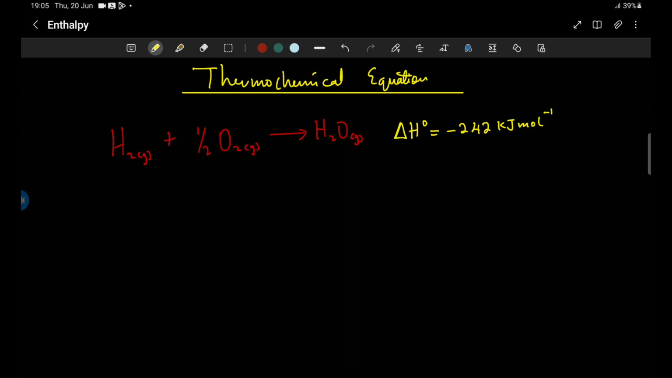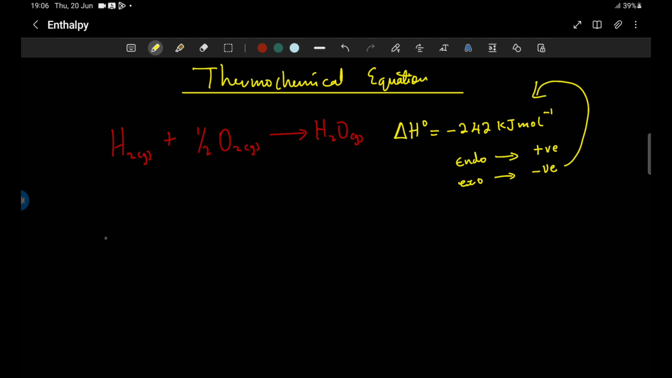One thing we need to state here, if it's endothermic, then your values will be positive. If the equation is exothermic, then your heat energy will be negative. So based on that fact, this one is negative. That tells us that that equation is exothermic.